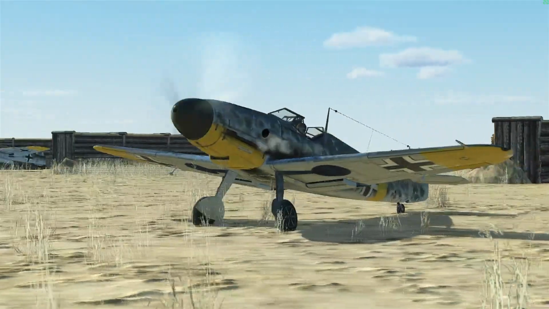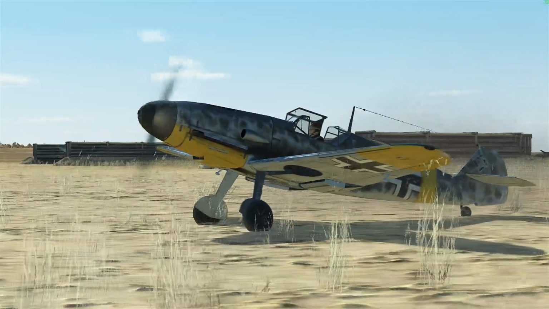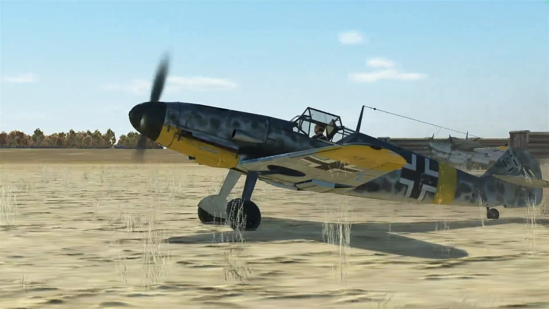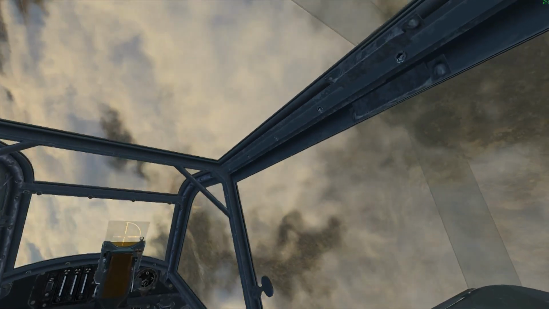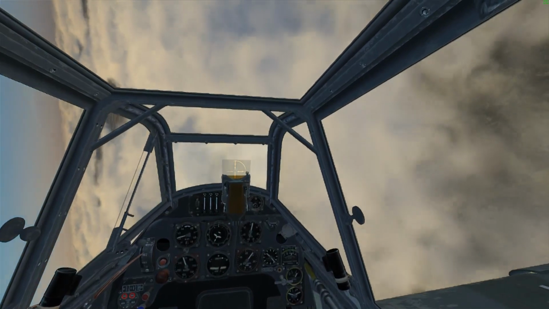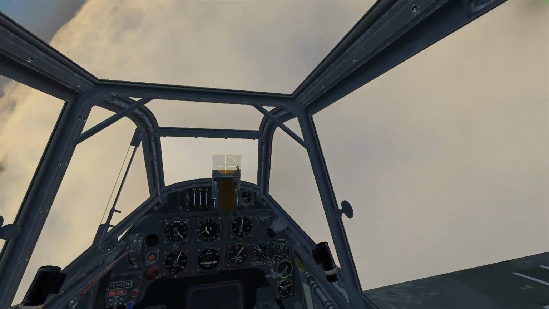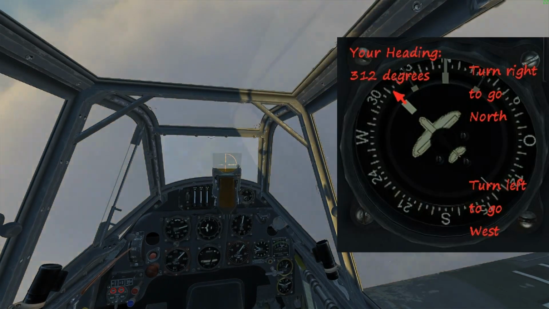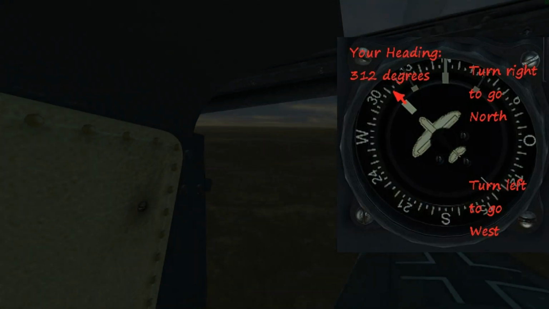As pilots, we should always pay attention to our heading, especially at low level or in bad visibility. It is your only reference as to where you are in relation to your target. Today I'm going to show you a couple of techniques to use your heading indicator so you will always be able to find your target. In this case, it's the airfield to our left or the south.